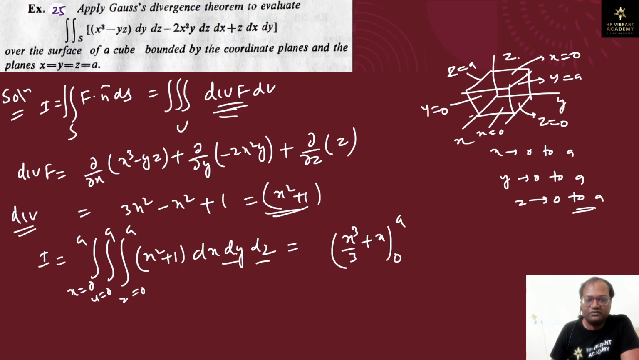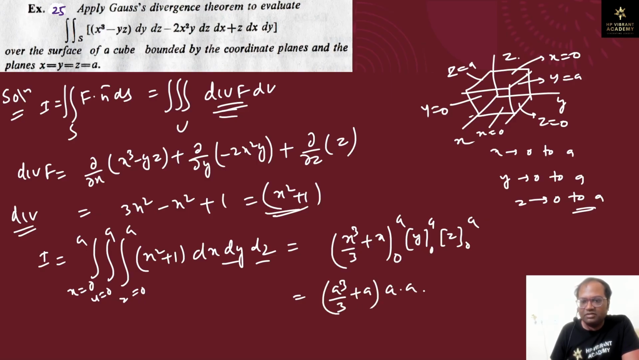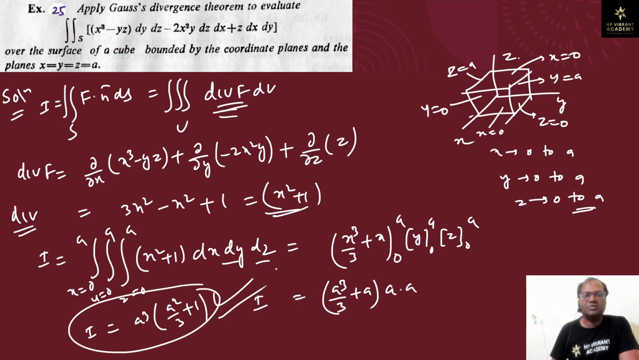So the integration of dy with respect to y is y, and limit is 0 to a. Integration of dz is z, limit is 0 to a. So this is a cube upon 3 plus a times a dot a. So I is equal to, let us take a outside from here, so this is a cube, a square upon 3 plus 1. This is the value of this particular expression.